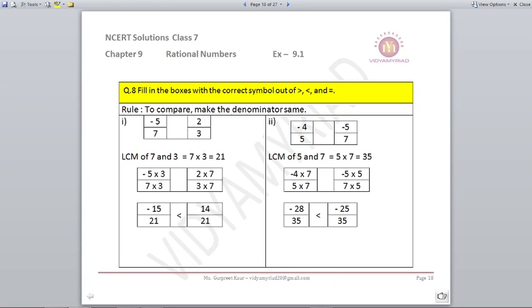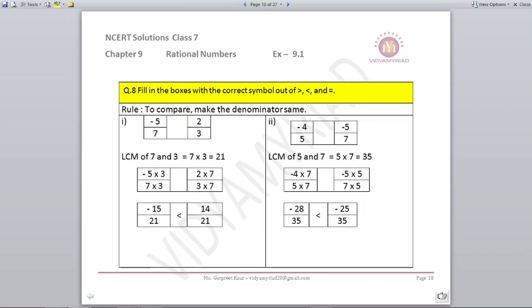Based on this, we will do the next, because we have to fill in the greater than, less than or equal to sign. For this, we will try to make the denominator same. Once the denominator is same, looking at the numerator, we can decide which one is bigger and which one is smaller. Now, minus 5 upon 7 and 2 upon 3. Denominators are not same. 7 and 3 are there, so denominator should be 21.